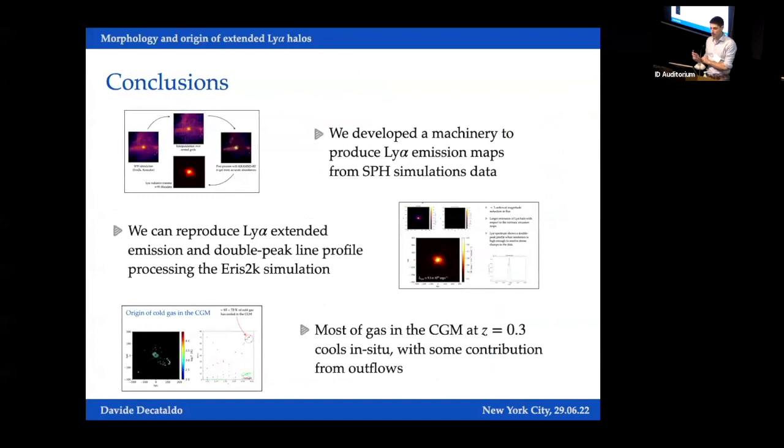So just to sum up the main results, we developed this machinery for producing Lyman alpha emission starting from any SPH simulation. We can reproduce the extended Lyman alpha halo that we see in observations by processing a simulation with a good resolution. And finally, we also tracked the origin of this cold gas at 10^4 K in the CGM, and found out that the main mechanism is actually cooling in situ in the CGM. Thank you for your attention.